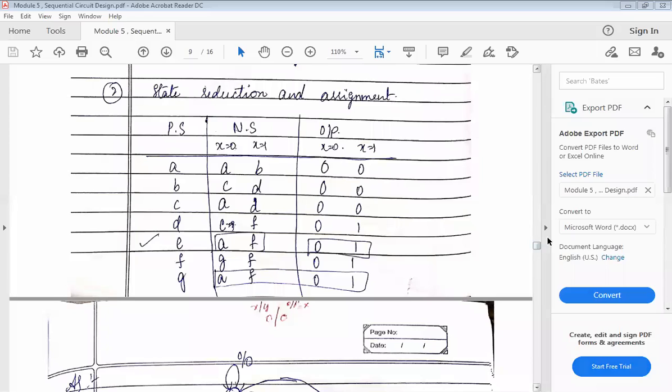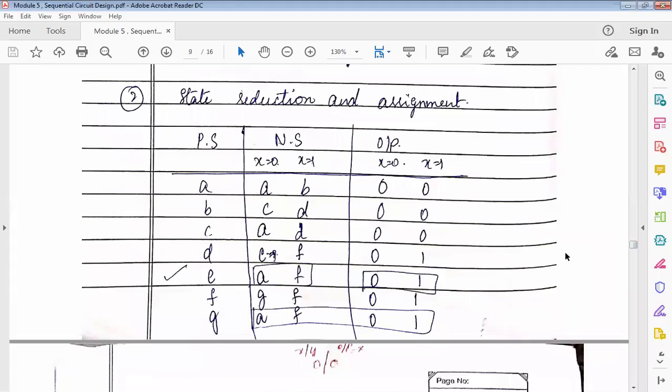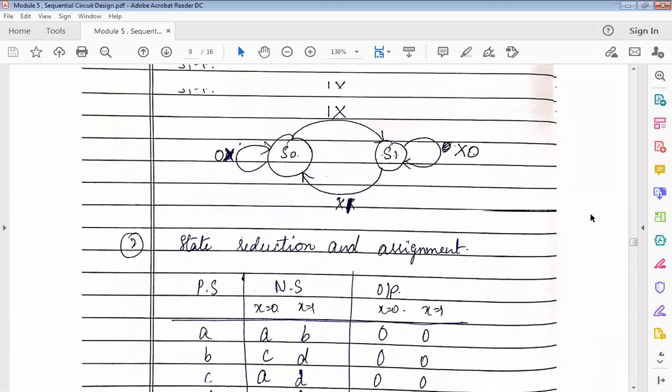Sorry, can you be louder? We did a sum. Yes, we did a problem. And what problem was it?